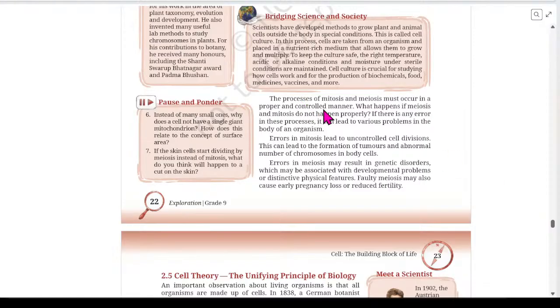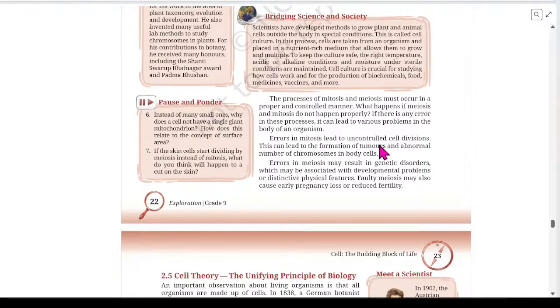The processes of mitosis and meiosis must occur in a proper and controlled manner. What happens if meiosis and mitosis do not happen properly? If there is any error in this process, it can lead to various problems in the body of the organism.